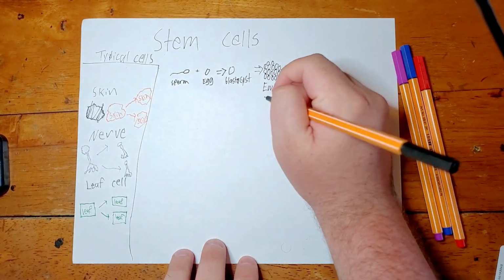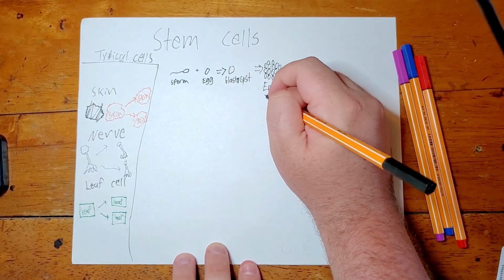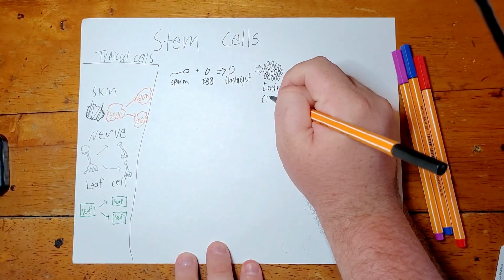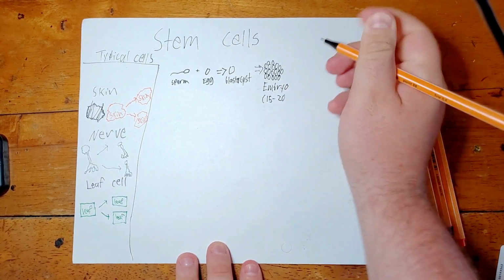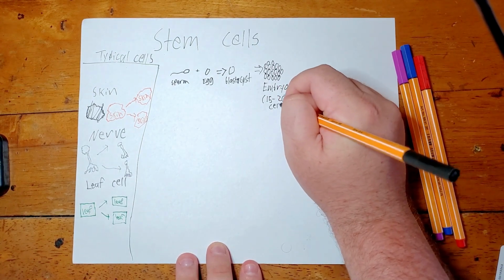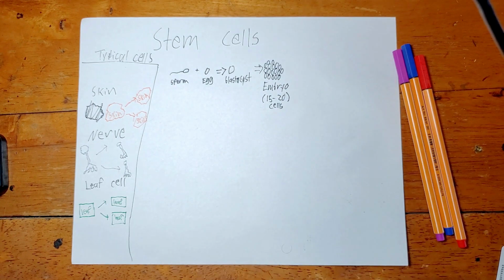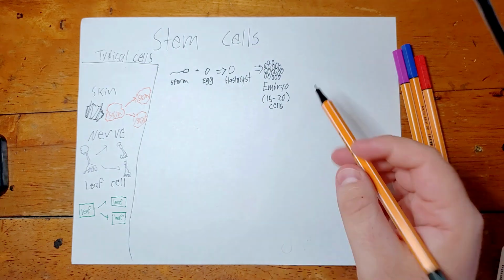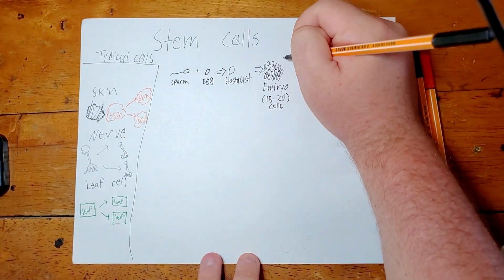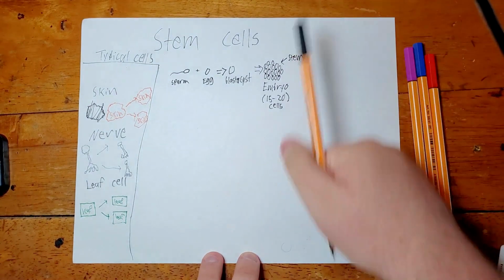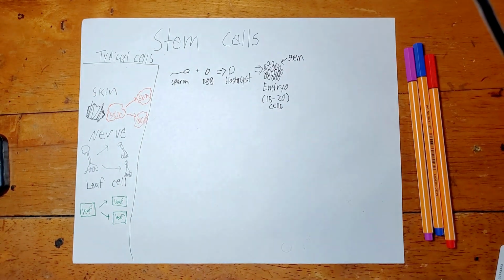Okay? Not all embryos are 15 to 20 cells, but what we want to talk about is when an embryo is 15 to 20 cells big. Because when that embryo is 15 to 20 cells big, all of these cells are considered stem cells. And that's because none of these cells have decided what they want to be yet, right?